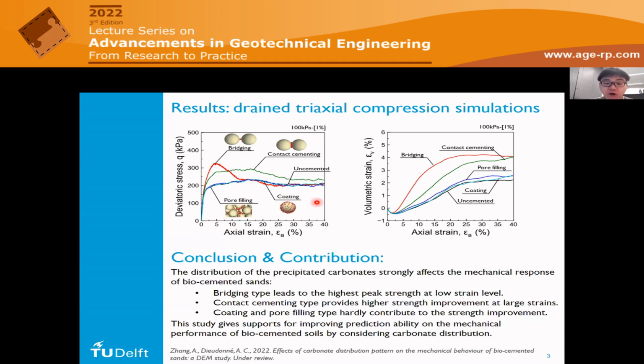But for the coating and the pore-filling types, they can hardly contribute to the strength improvement, as they behave mostly the same as the uncemented sand. So this study helps us understand the role of the microstructure and gives us support for improving the prediction ability and the mechanical performance of biocemented soils. Thank you.